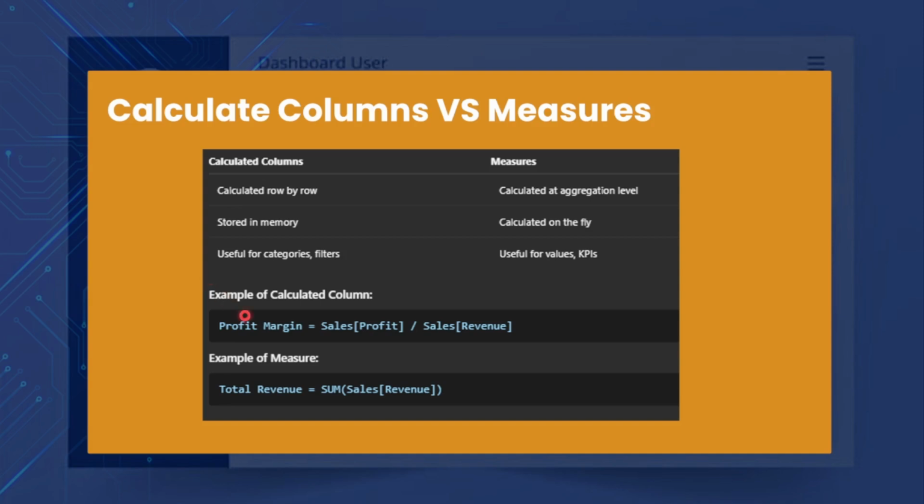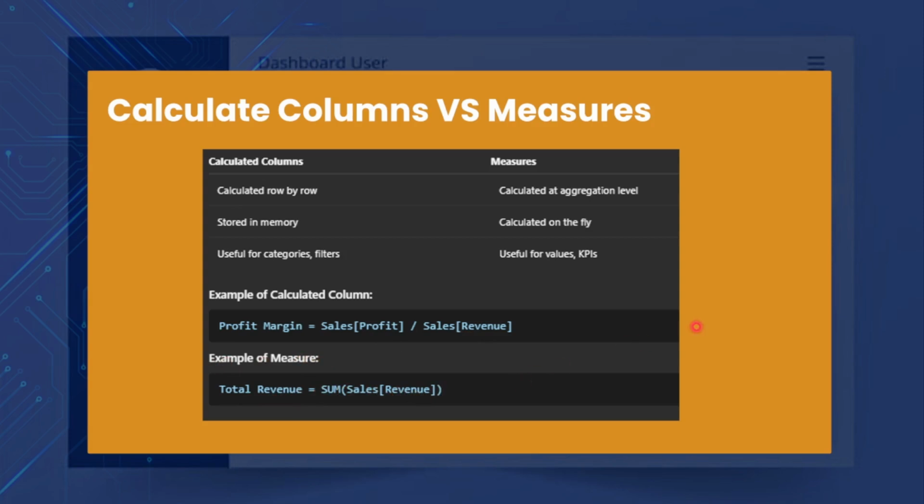So, an example of a calculated column. If you see Profit Margin, I'm creating a new column called Profit Margin, equals Sales, the table name, Profit, the column inside the Sales table, divided by Revenue in the Sales table. So profit margin is profit divided by revenue. Another example, of a measure, is Total Revenue. This is the measure that equals SUM and this.